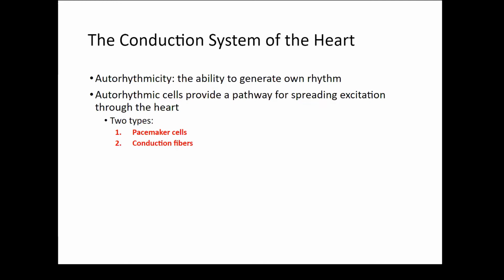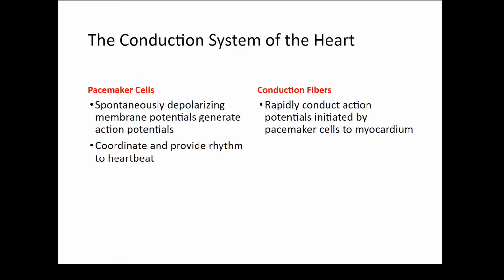So we're going to have these cells creating their own rhythm. We're going to have cells that create a pathway for this electricity to flow through the heart. For the next couple slides, we're going to be distinguishing our pacemaker cells, those ones that are setting the pace, from our conduction fibers, which are the ones that are allowing the signal to travel. They're conducting this electrical signal. They're like our wires.